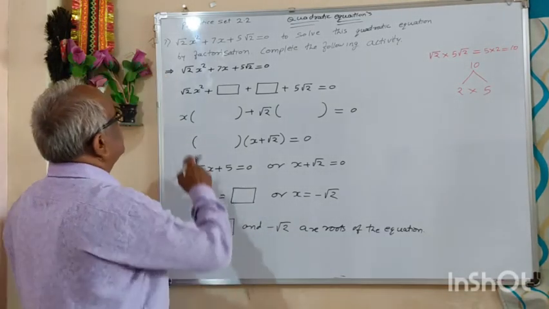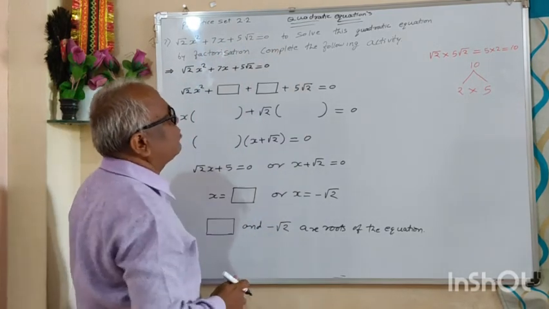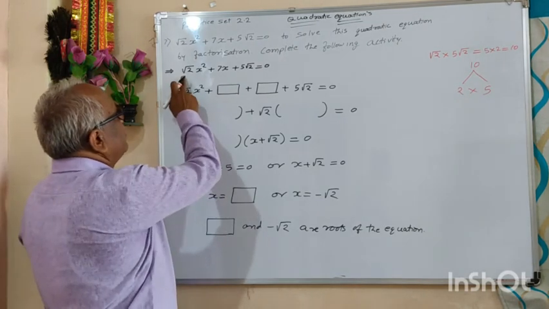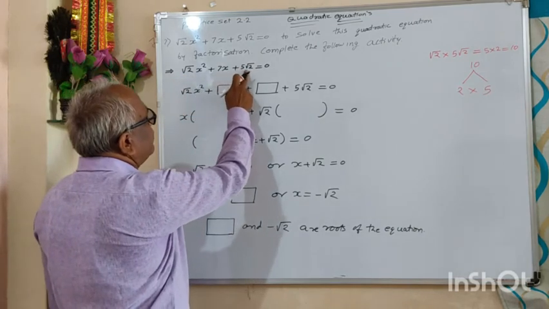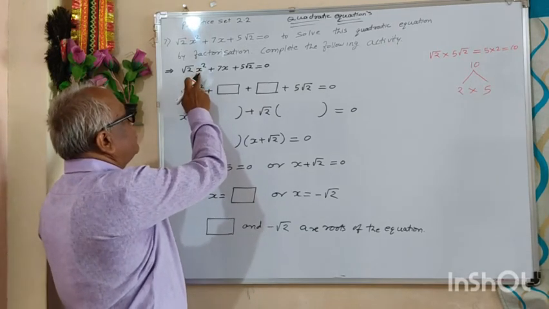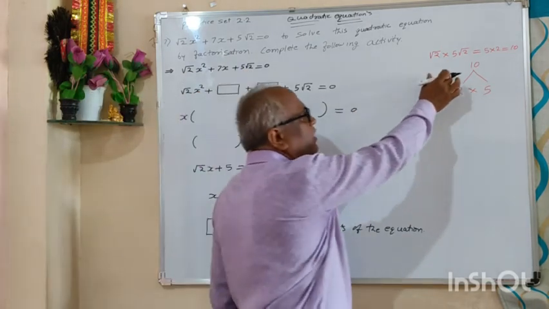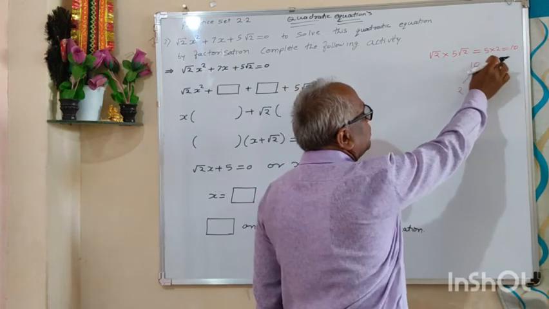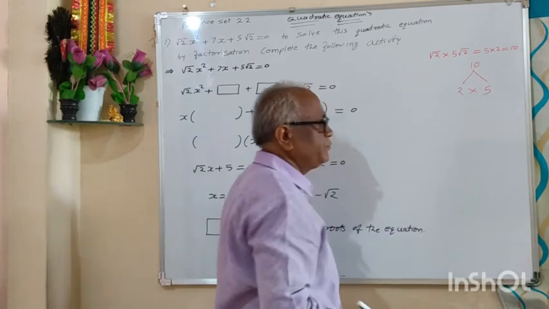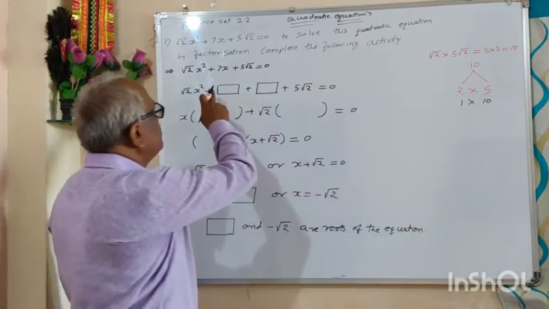Now question number 7: root 2 x square plus 7x plus 5 root 2 is equal to 0. To solve this quadratic equation by factorization method, complete the following activity. Now here the coefficient of x square is root 2 and the constant term is 5 root 2 that we have taken here. Root 2 into root 2, that is 2, and this 5 into 2, that is 10. Factors of 10 are 2 into 5 and 1 into 10.